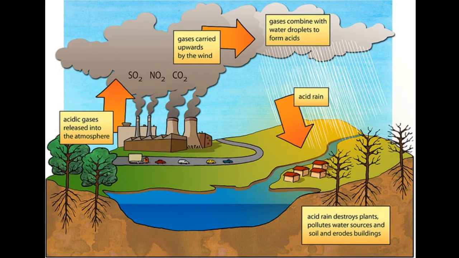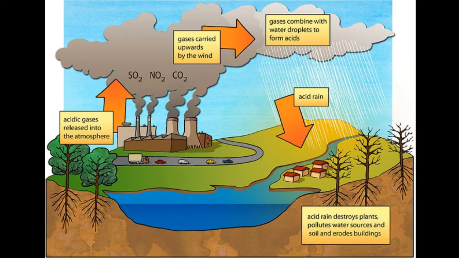So for people that wouldn't know, SO2, isn't that sulfur dioxide, and nitrogen oxide, NO2, and then carbon dioxide. Yeah, sulfur and the nitrogen released from factories, pretty much the waste that they release in the air, is what's causing the acid rain.